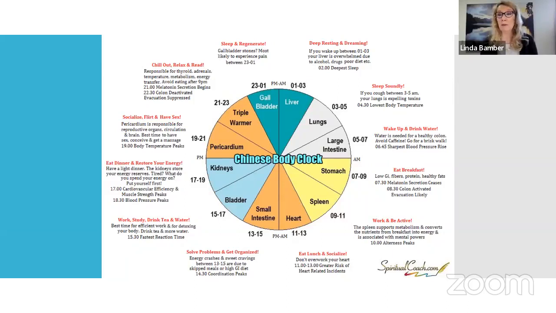So if your person, one of the easiest things for you or somebody that you might be trying to help, or maybe your child, is not sleeping, learn the time, pay attention to the time that you are waking up. So if you wake up from 1 to 3, right here, you've got liver problems. So your liver is overwhelmed. Just a couple ideas on this screen, and then we're going to be talking about it in a little bit more depth too. So alcohol, drugs, poor diet, anything along this way.